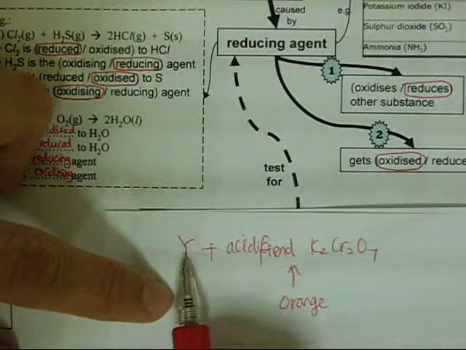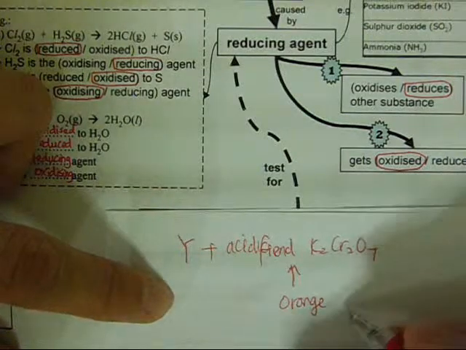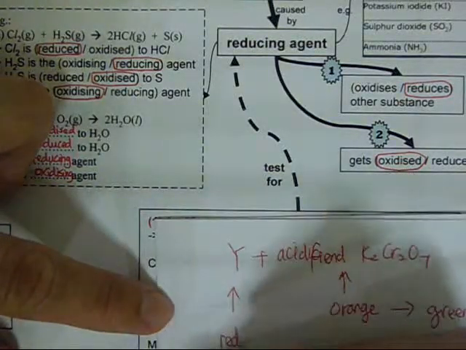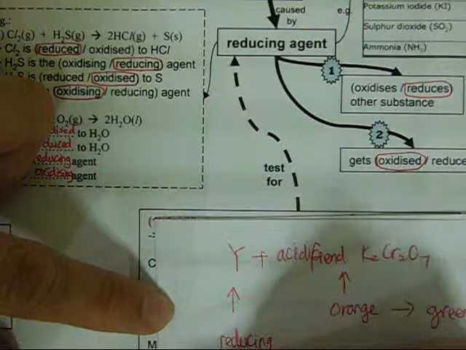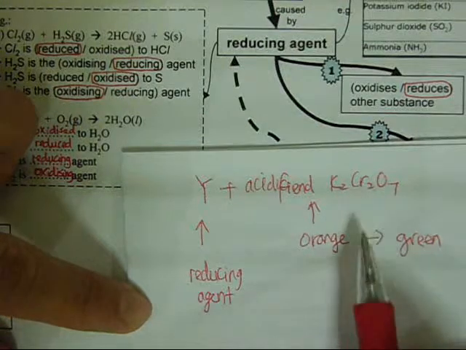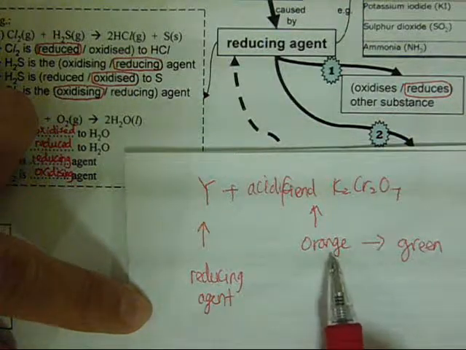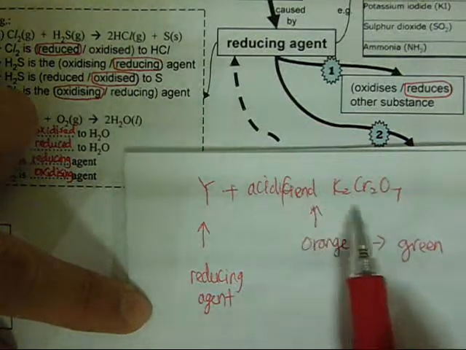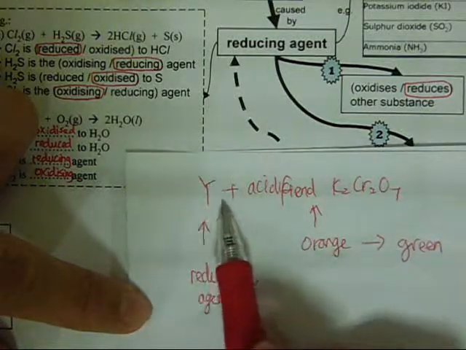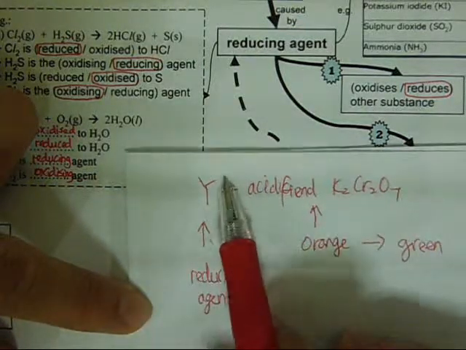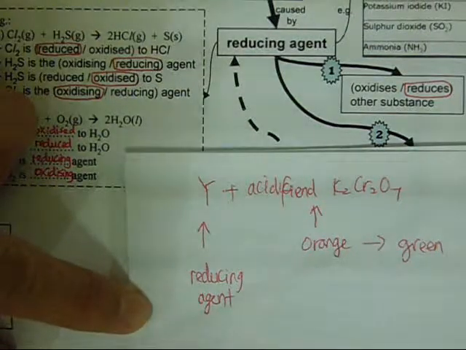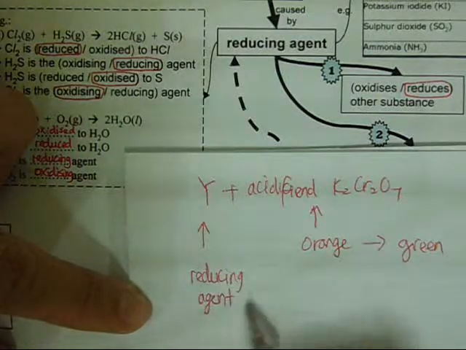Okay, if you add the Y to acidified potassium dichromate 6, and its color changes from orange to green, that means this substance is a reducing agent. If the color of the acidified potassium dichromate 6 doesn't change or remains orange after adding Y, that means this Y is not a reducing agent. We cannot say that it is an oxidizing agent. It is just that it is not a reducing agent.